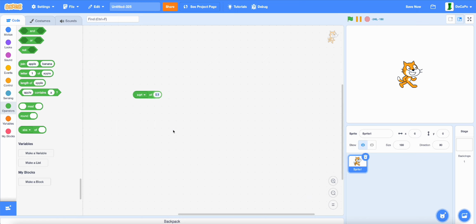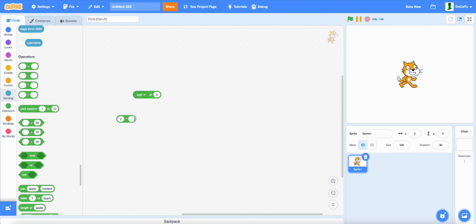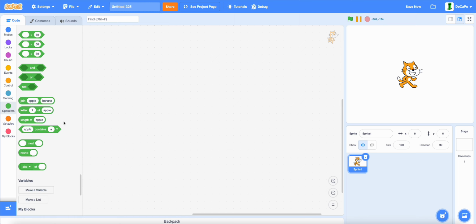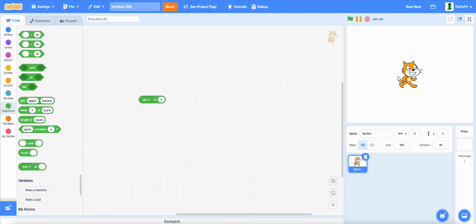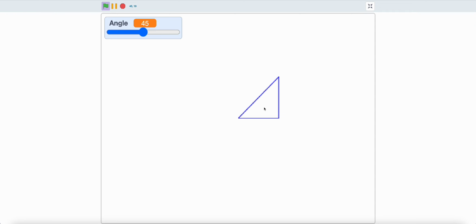Now square root of 4, which would equal 2, because 2 times 2 equals 4. And square root of 10, which would equal this, and that number times itself would equal around 10. By around, technically exactly 10, but Scratch isn't the most accurate, but it works.